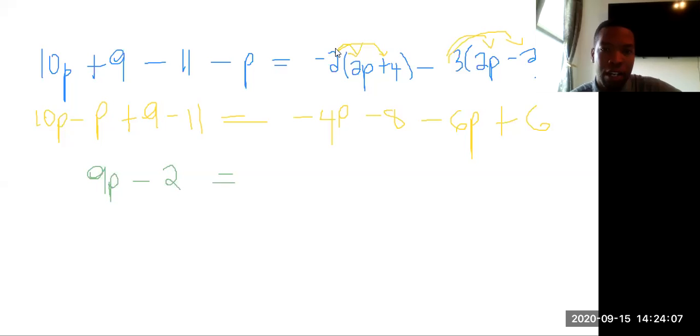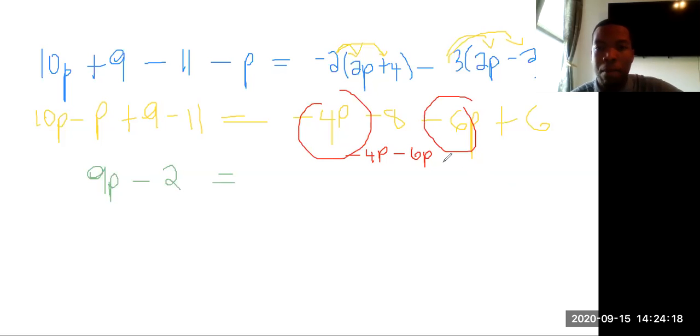I'm going to put a different line here. I'm going to combine my like terms first. Minus 4p minus 6p. So these two. And then I'm going to do a minus 8 plus 6. So now I'm going to simplify this section. Minus 4p minus 6p is negative 10p. And you could always pull out your number line. All right. And then a minus 8 plus 6 is minus 2.